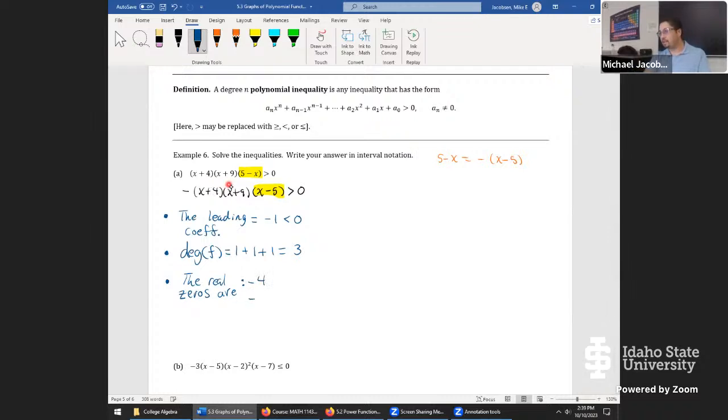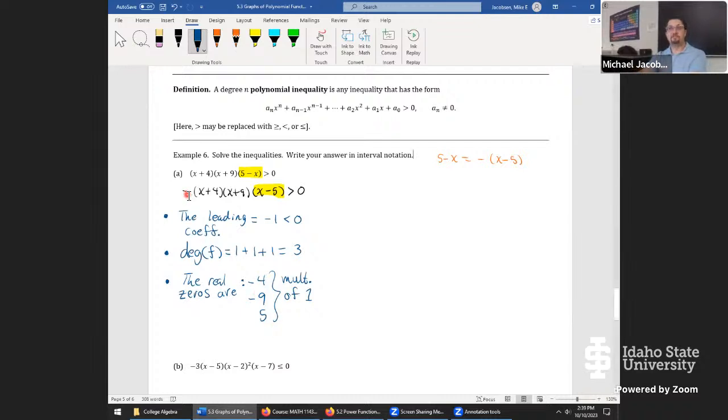-9 will give us a 0 as well. And a +5 right here will give us our next 0. Now the degrees on all of these parentheses are all degree 1. So we'll say for each one of these, there's a multiplicity. I use mult for multiplicity of 1 for every single one. That means when we go through -4, -9, and 5, we'll actually cross on the graph. We won't bounce off like if it would have been an even multiplicity.